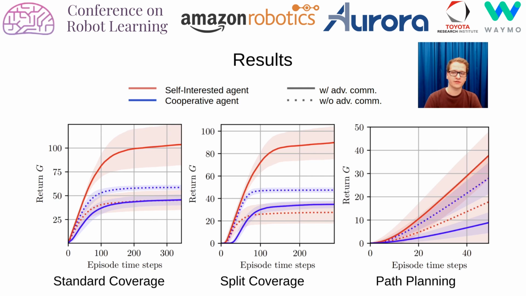We evaluate the performance of our approach by comparing the average performance over 100 evaluation runs for the self-interested agent in red and all cooperative agents in blue, both with communication between the self-interested and cooperative agents enabled in solid lines and disabled in dashed lines. We can clearly see that with communication between the two groups enabled, the self-interested agent is able to obtain a significantly larger fraction of the return than cooperative agents. In contrast, if communication is disabled, this is reversed and the cooperative agents outperform the self-interested agents. This same pattern can be seen for the split coverage and path planning experiments as well.